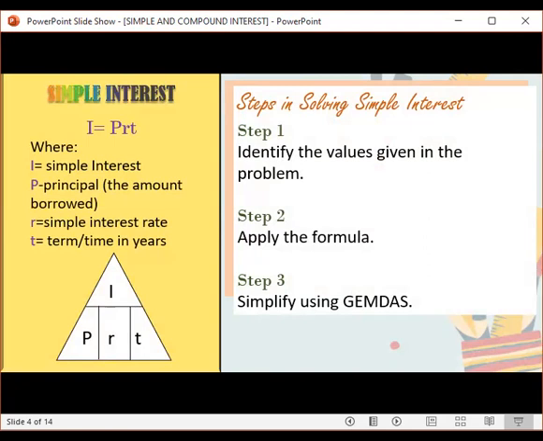Step 1 is identifying the given values. Step 2, apply the formula. And step 3, simplify using GEMDAS.